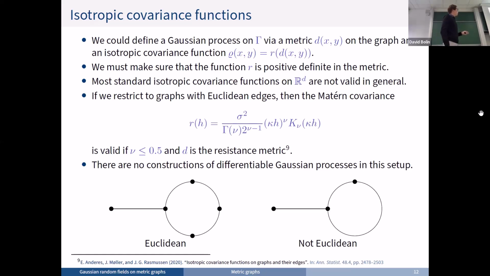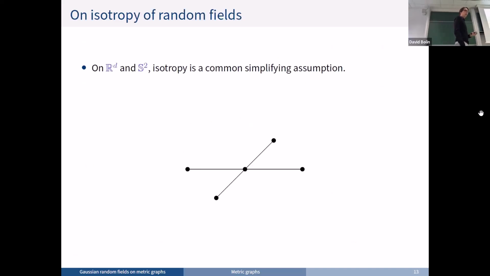Now, even if you are in this setting that you have a graph with Euclidean edges so that you can use this approach, a more fundamental question is actually, do you want an isotropic Gaussian process in this case? So if you think about this in spatial statistics, why do we often use isotropy? Well, we use it because it's a nice simplifying assumption. And you often use it on R^d or on S^2.